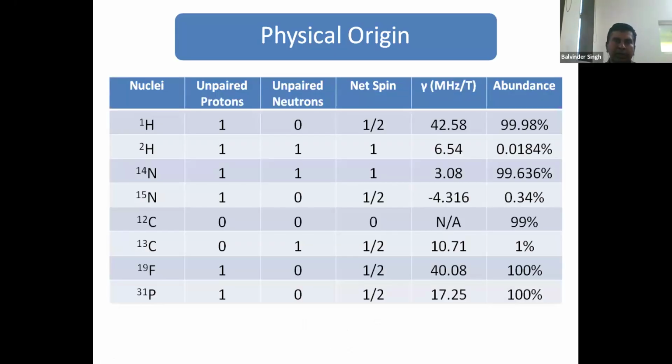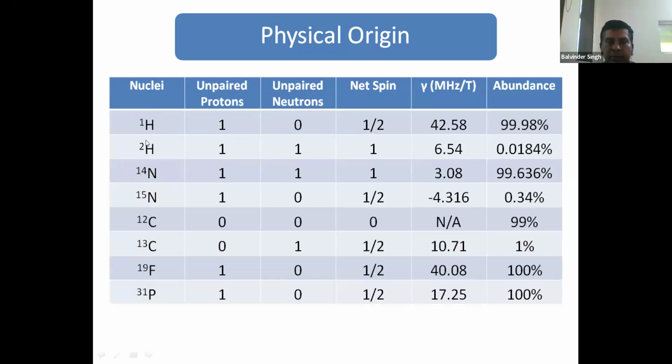Here there is some combination of nuclei with their unpaired protons, and these protons have net spin half, and for the proton we have a very high value of the magnetogyric ratio, around 42, and it is a very highly abundant nucleus. Its abundance is around 99%, about 100%. So it is the most widely studied nucleus in NMR.